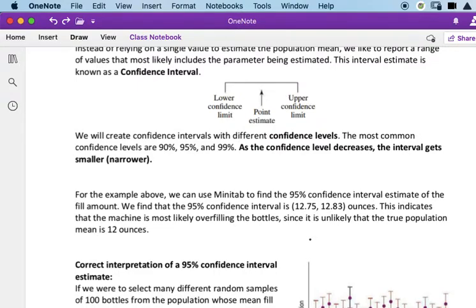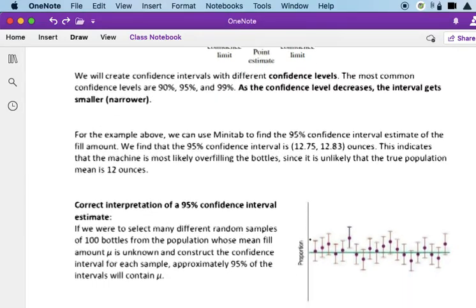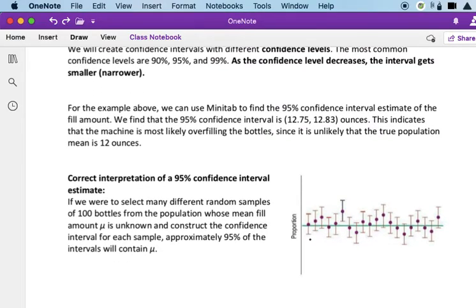Now, when we're interpreting confidence intervals, it's important that we can interpret them correctly. So if we have a 95% confidence interval, then this means that if we were to select many different random samples of 100 bottles, approximately 95% of the intervals that we would calculate from those samples would contain the true population mean. So this graph image here illustrates this. It says proportion, but it works the same for means.